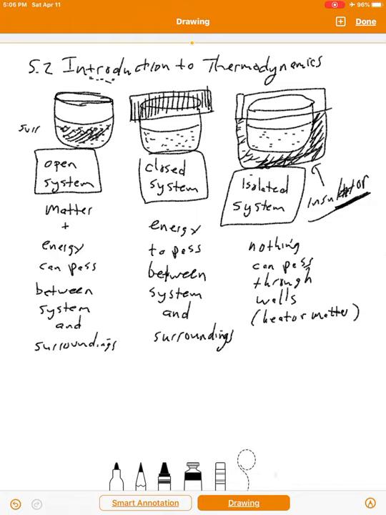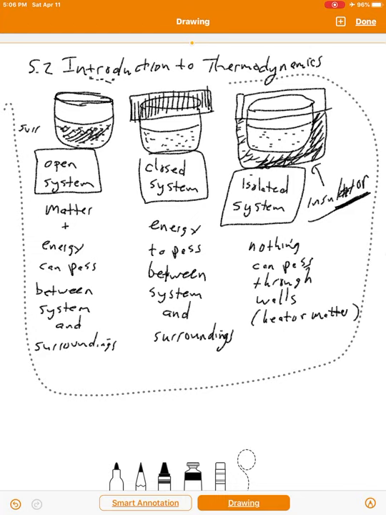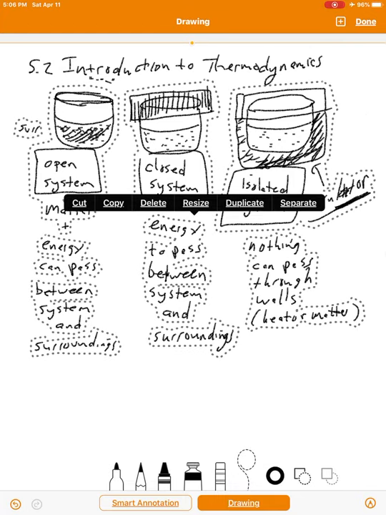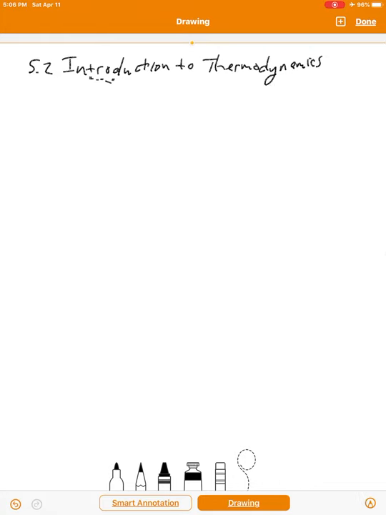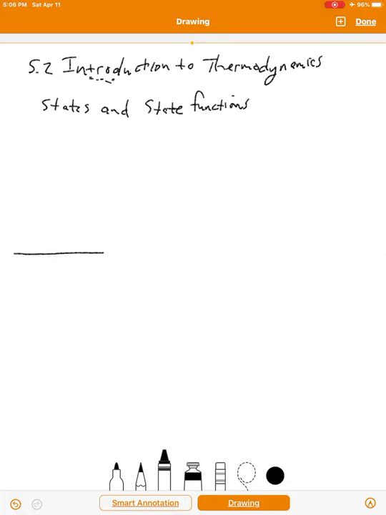Okay, now let's talk a little bit about the idea of what are called states, and from that, state functions. Okay, so to do this, let's imagine the following. Imagine that you have a balloon, a helium balloon, at sea level.